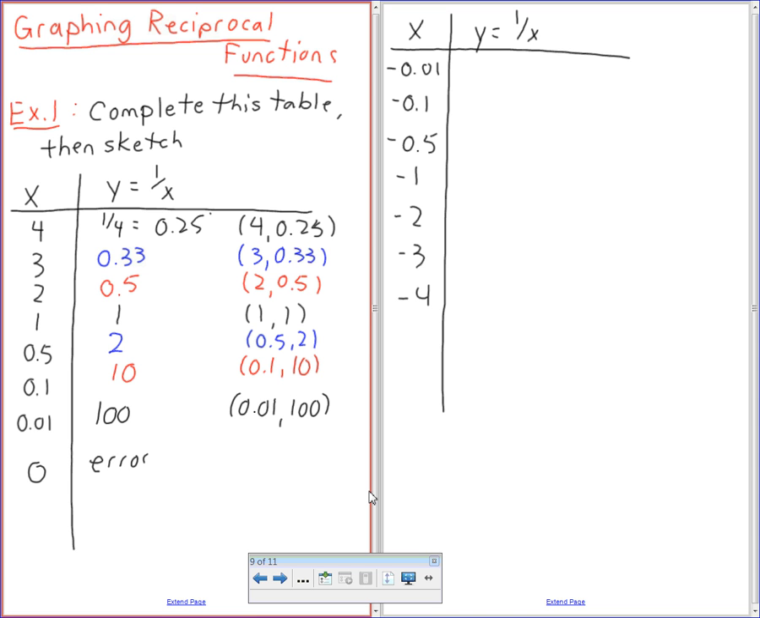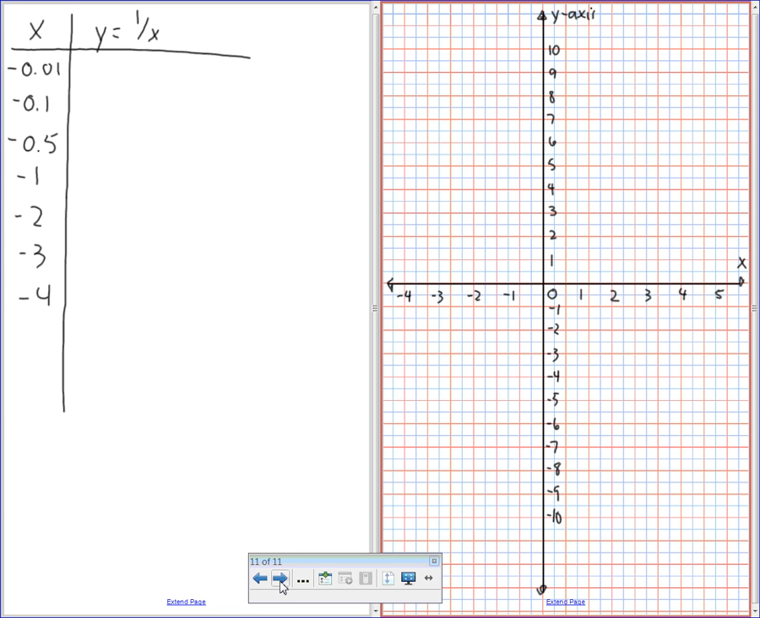Okay. Let's graph that, and then we'll come back to the negative side in a sec. So what that's going to look like on my graph is this. When x is 1, y is 1. When x is 2, y is 0.5. When x is 3, y is 1/3. When x is 4, y is 1/4. When x is 0.5, y is 2. When x is 0.1, y is 10. This graph should look familiar to you. Okay? That's what this graph looks like, which is 1 over x.